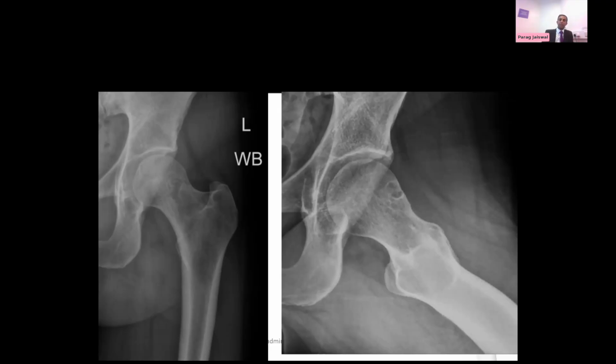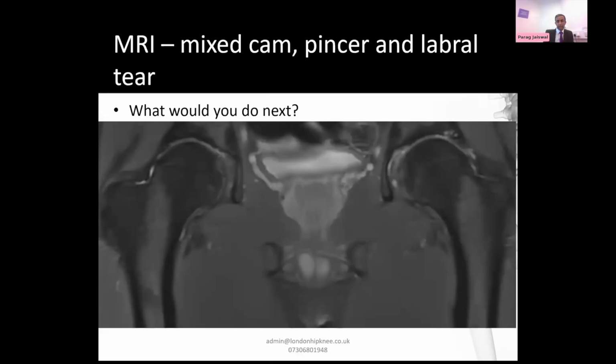We got an MRI scan, and this is an MRI scan of both his hips. This is the right and this is the left, which is the more symptomatic one. So if you look at the right here first, you can see that the socket is kind of over covering the femoral head, and he's got a decent sized cam type impingement here.